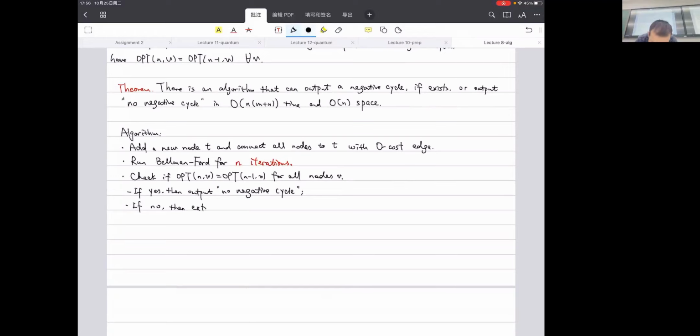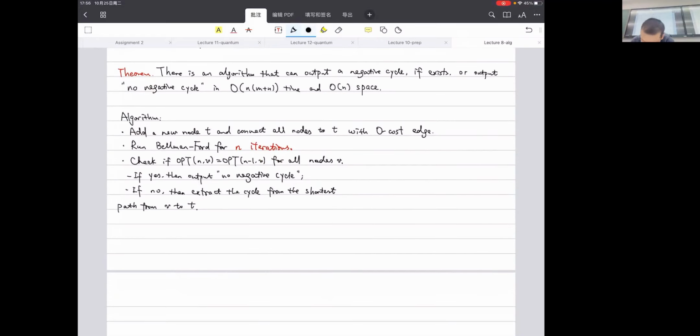Then what we do is extract the cycle from the shortest path from V to T. So let's draw a graph for this. Let's consider this graph. Here, let's assume that there are edges of weight 5, -5, -6, 2, 6, and +10.